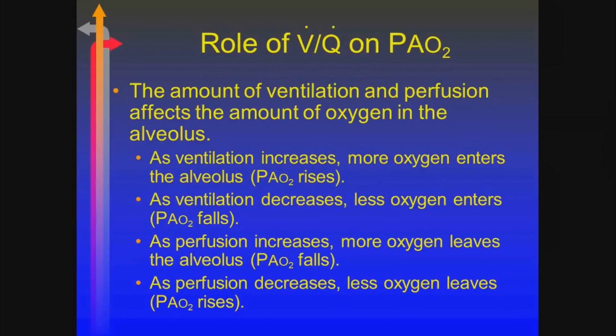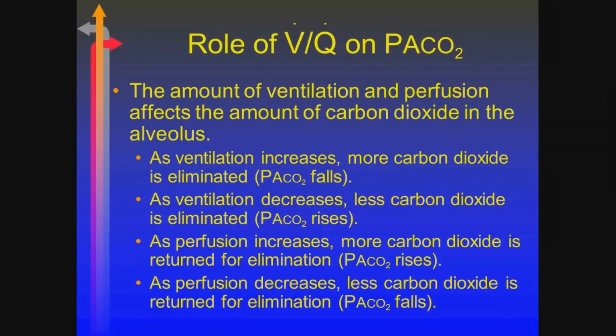Conversely, as I slow my perfusion down, I have less oxygen being removed, and relatively speaking, it's going to be a little bit on the higher end than otherwise. Same kind of symbol can be expressed as far as carbon dioxide is concerned. As ventilation increases, carbon dioxide is eliminated. That's kind of the rule that we've had up to this point in time. Increase alveolar ventilation, decrease alveolar CO2 and arterial CO2 in the process. Conversely, if you hypoventilate, alveolar CO2 and arterial CO2 is going to rise.